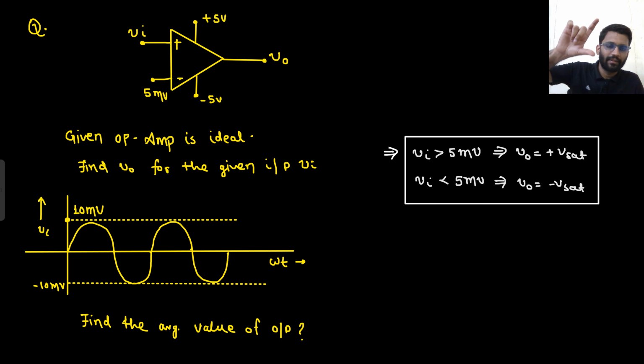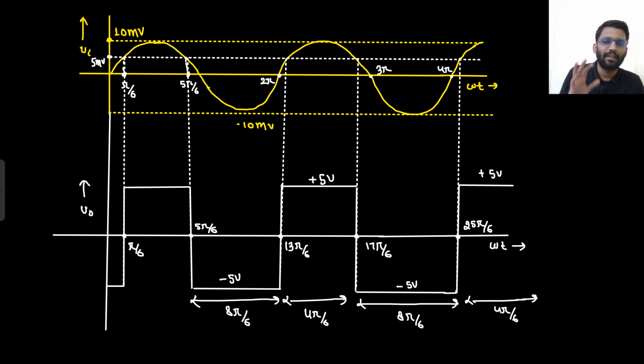Then I saw this circuit here. Now the negative node is not grounded this time. The negative node is given at some potential. So if V in is greater than 5 millivolt, that means your output will be plus Vsat. If V in is less than minus 5 millivolt, that means your output will be at minus Vsat. Then I found out those points as well, and also I found out the average voltage of output.